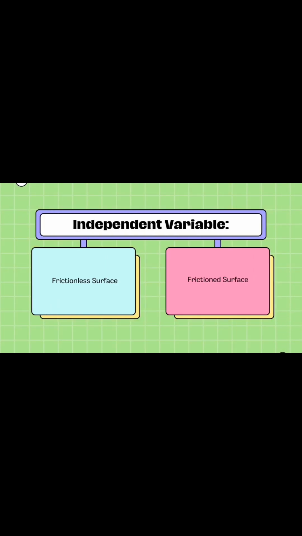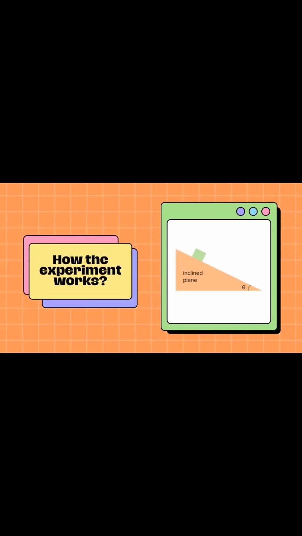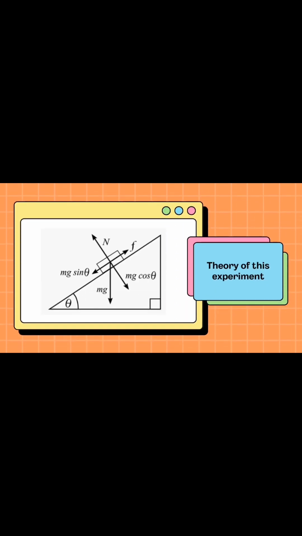I have one independent variable and it is friction. I did this experiment on two different surfaces. How the experiment works: I used two different setups to calculate two different velocities. My aim was to find the difference between frictionless and friction surface. I used an air table, puck, scale, stopwatch and ruler to measure the velocity in this experiment.